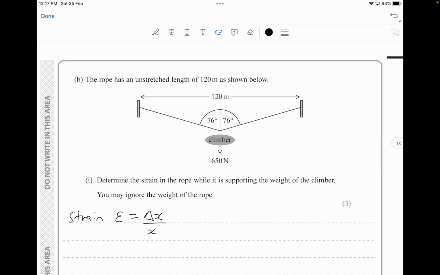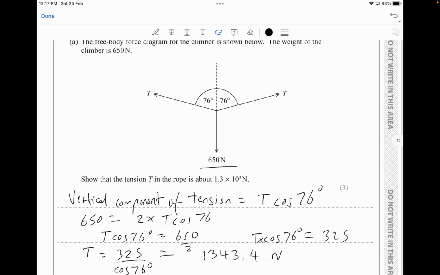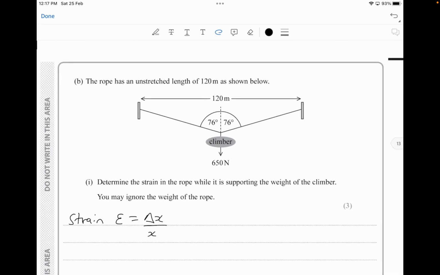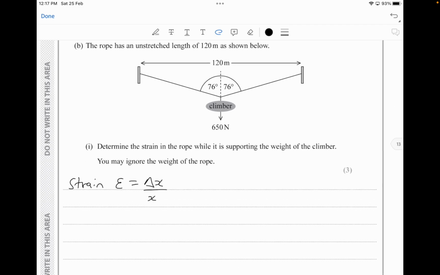So in this case, instead of cos 76, we're going to use sine 76, because we have to find out now the vertical stretch, the vertical part of it. Or we could use cos 14 as well, but in this case we're going to stick with that. So in order to do this, we're going to add the original length and the extension, and we're going to divide it by 2.